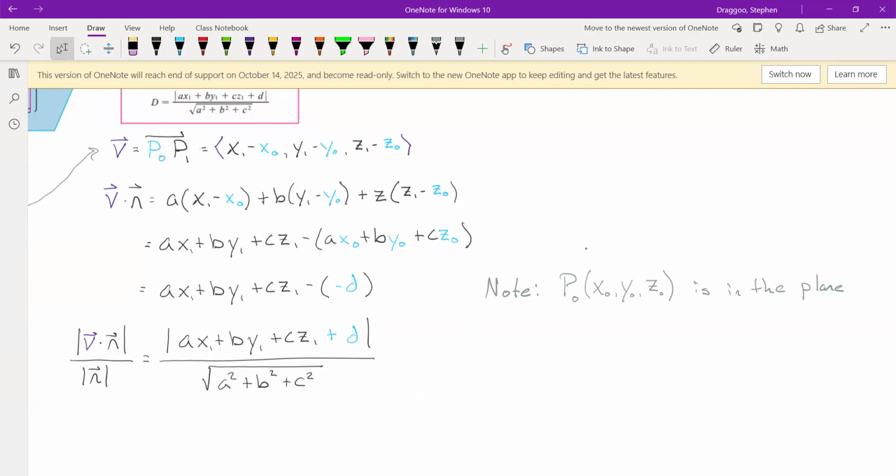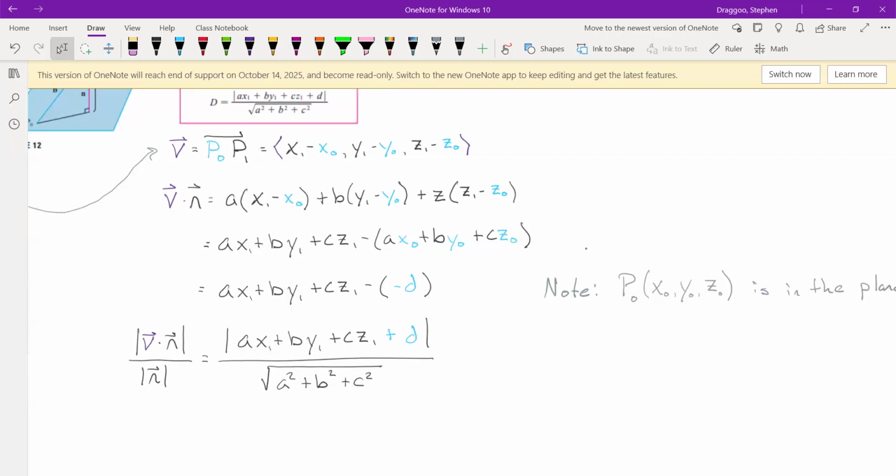So if you look at the parts that are highlighted in blue, in particular ax naught plus by naught plus cz naught, that is just the normal vector of my plane dotted with the position vector to a point that's in that plane. And the equation of the plane tells me what that's equal to. In particular, it's equal to that number that's on the other side of the equal sign. So for any blue point, ax naught plus by naught plus cz naught is equal to d. Or in this case, it's negative d because of the way that the textbook wrote the equation.